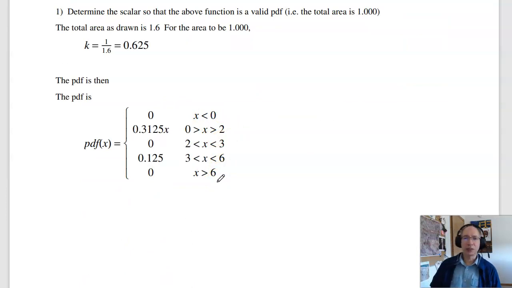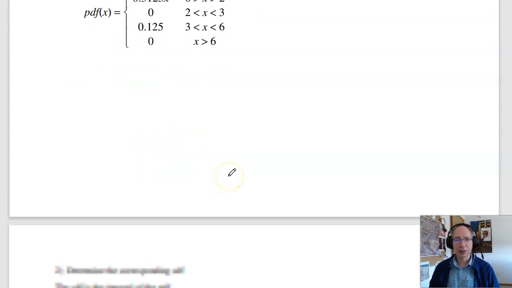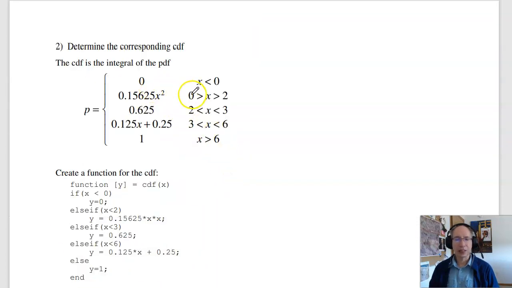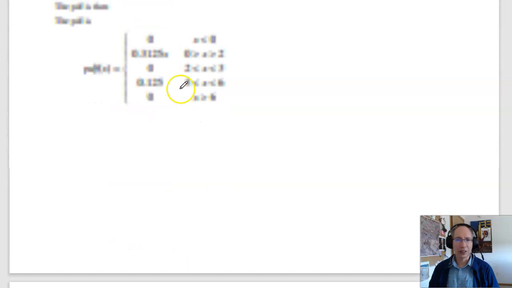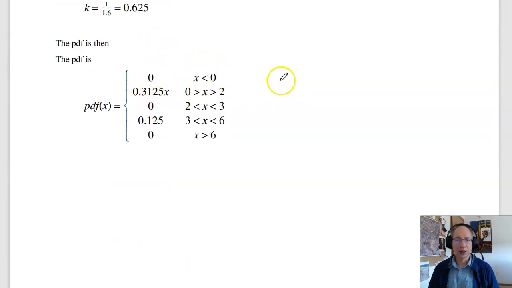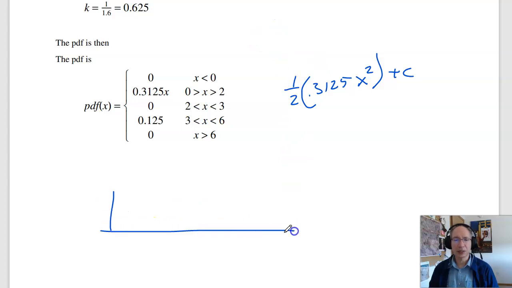The cumulative distribution function, or CDF, is the integral. So if I integrate that, the integral of 0 is 0. Integral of 0.3125x is 1/2 0.3125x squared plus a constant. And what the constant does is it has to be continuous. So for x less than 0, I'm at 0. At 0, I've got to be at 0. So plug in 0, I know the answer is 0 at 0, and you get c equals 0.